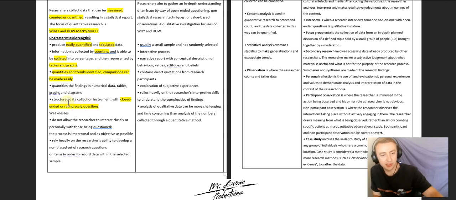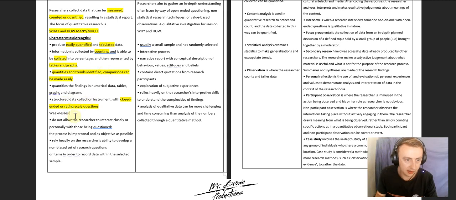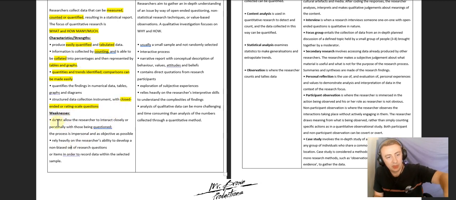So the characteristics and strengths are here, but the weaknesses of it are here. I want you to highlight these in a different color, or write on the side here "weaknesses", and on the side here write "strengths". If you actually label it like that, that's probably a good idea.